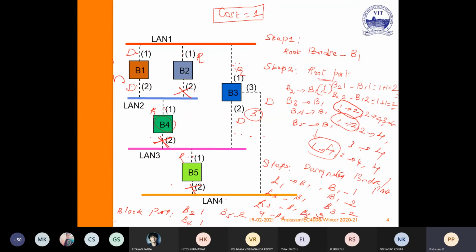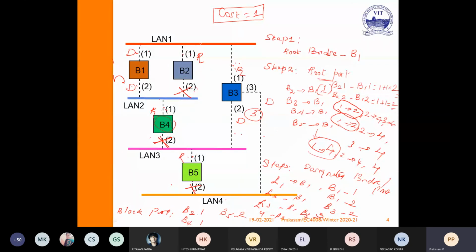Here you may ask, how can the looping be avoided? You see here, between LAN 1 and LAN 2, two bridges are connected. But based on this spanning tree, we have virtually removed B2. That means here there won't be any problem with looping. Because if two bridges are connected between two LANs, looping happens and problems will occur. Here using spanning tree, we have virtually removed the connection of B2 port 2 with LAN 2. So automatically between LAN 1 and LAN 2 only one bridge is connected. There won't be any problem with looping.